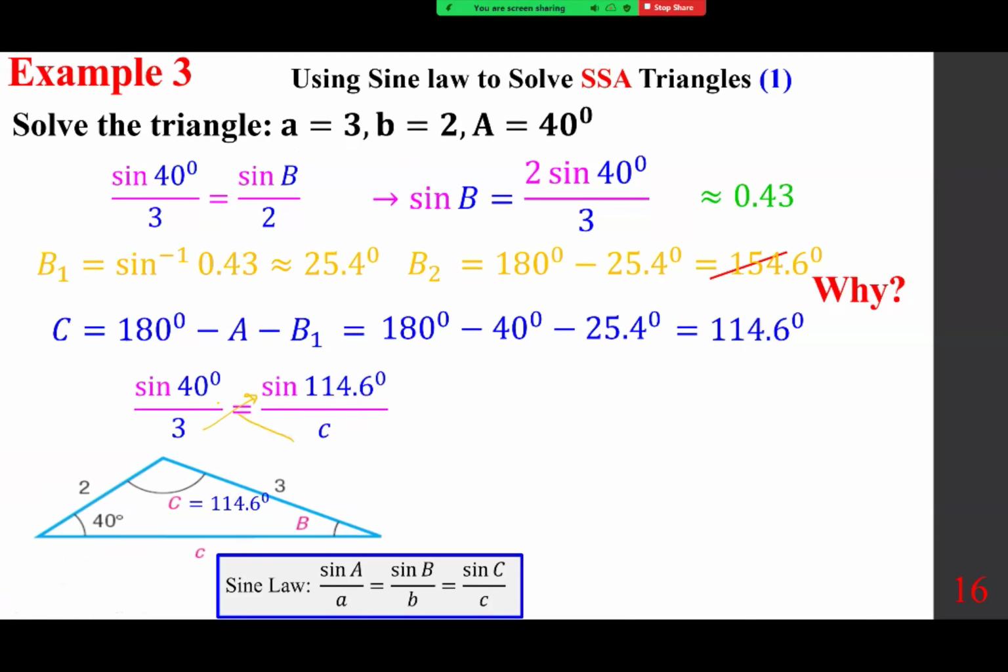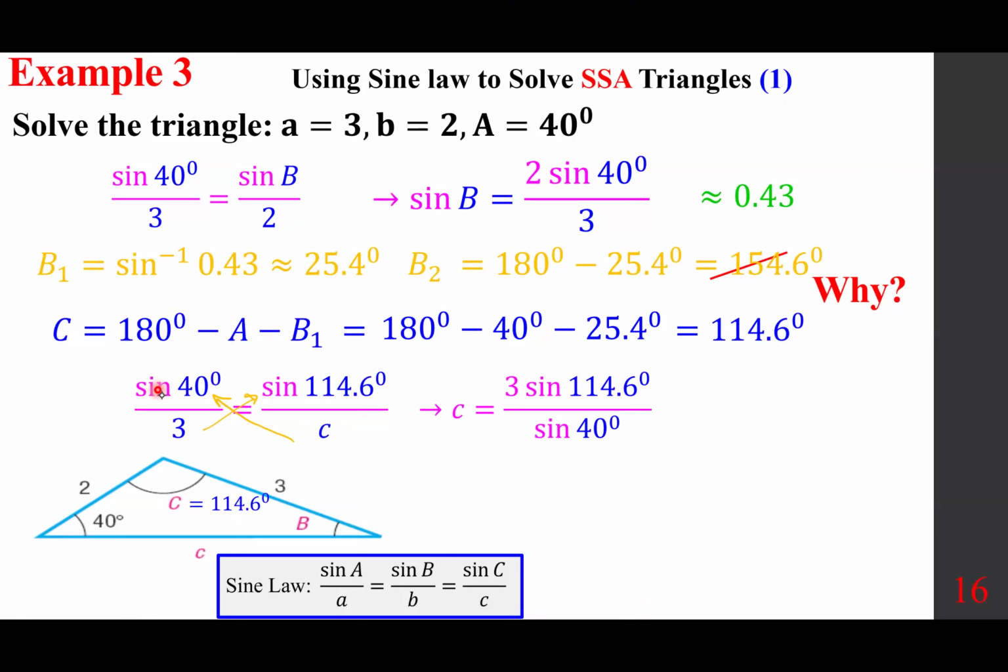So this part repeats, and this part, sine of 114.6 over lowercase c. Their cross product means c times sine 40 is 3 times sine 114.6. So c is the product of these two divided by sine 40. You put that into a calculator and use a decimal or two. You end up with 4.24 as the final answer.